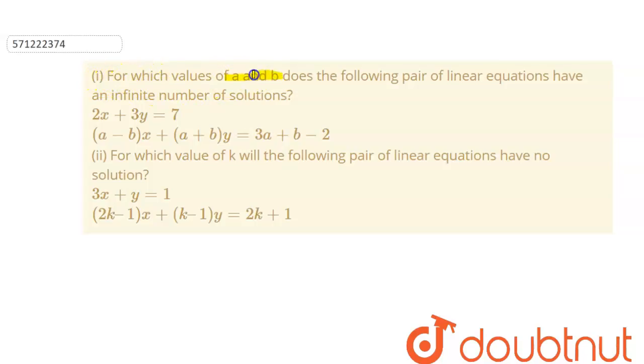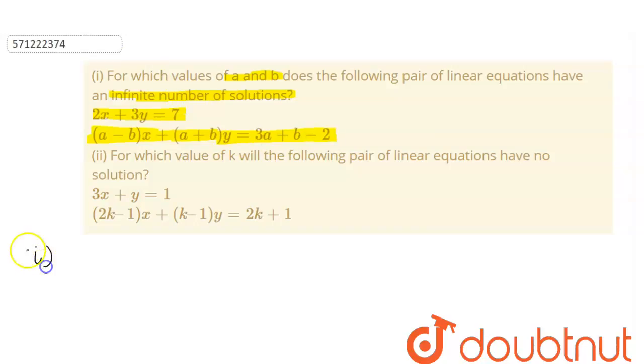Our question is part 1. For which values of a and b does the following pair of linear equations have infinitely many solutions? Our equations are 2x plus 3y is equal to 7 and (a minus b) into x plus (a plus b) into y is equal to 3a plus b minus 2.